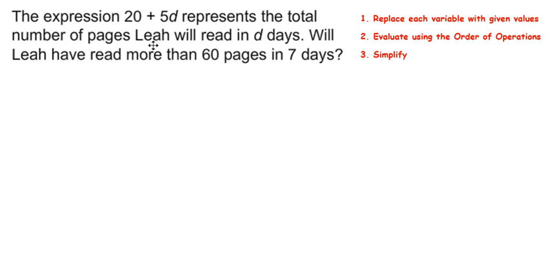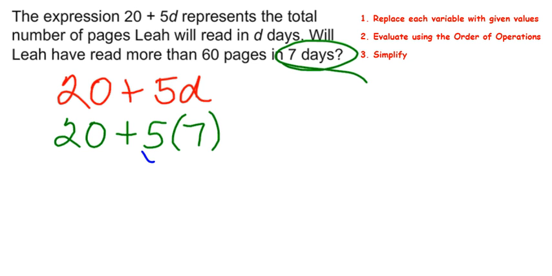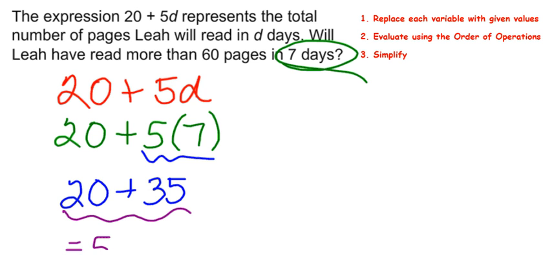Will Leah have read more than 60 pages in 7 days? We're going to start off again with our expression, 20 plus 5D. And what information were we given? We were given 7 days. So we're just going to take this information and substitute it first. Now with order of operations, I'm going to evaluate 5 times 7 first. So 20 plus 35. And when I evaluate 20 plus 35, I get 55. So after 7 days, she's only going to read 55 pages.